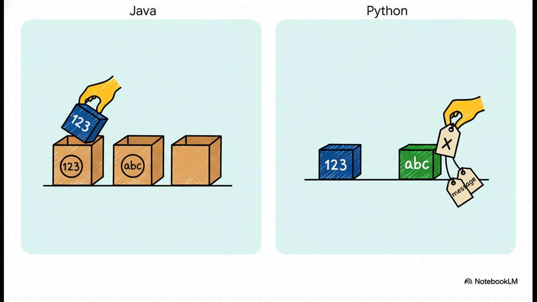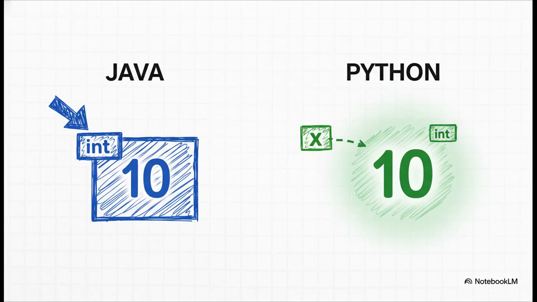On the left, Java needs us to label everything. This box is an int, this box is a string. But on the right, Python just doesn't care about the labels. You just give your variable a name and assign it a value. Python is smart enough to look at the value itself and say, okay, 10 is an integer, got it. So here's the Java brain tip to make this click. In Java, you're trained to think that the variable itself has a permanent type.